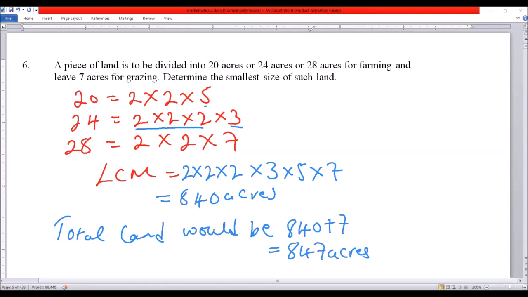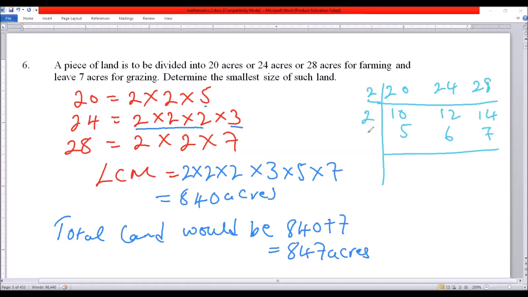Alternatively, you can also work it like this. You can have 20, you can have 24, and you can have 28. Let's make that table. So you can divide by 2. This will give you 10, this will give you 12, this will give you 14. You can divide by 2 again. This is 5, here it is 6, here it is 7. Here you divide by 2 again, because 6 is divisible by 2. So here we have 5, we have 3, and we have 7.